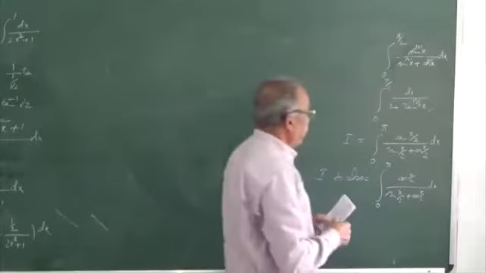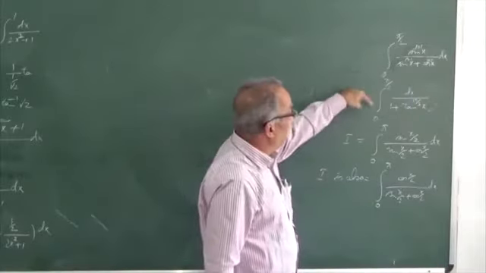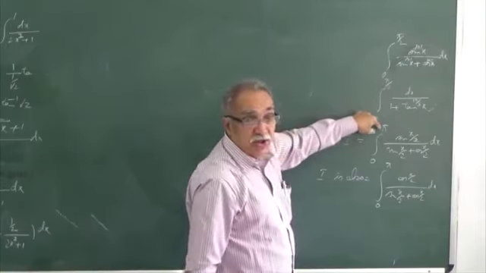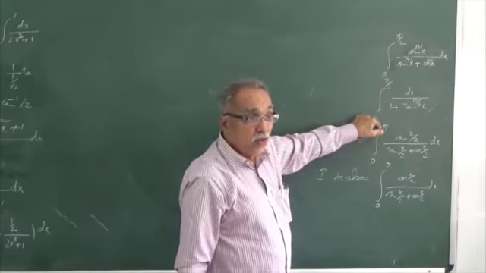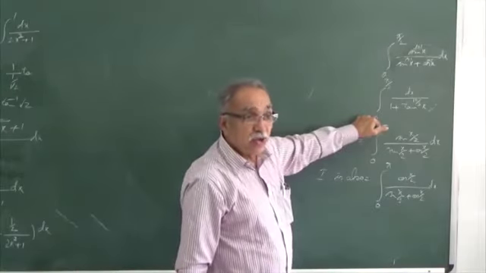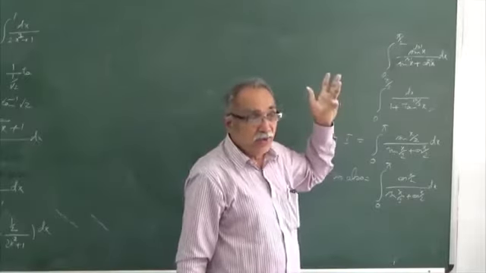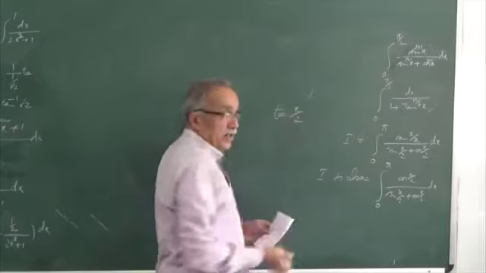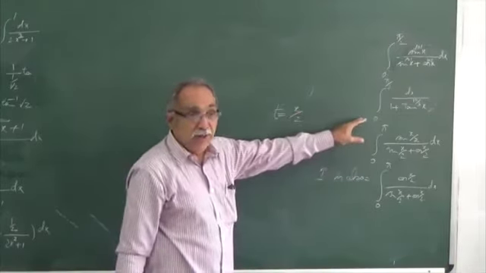Or one other method may be, the value is easily computable if the lower limit is 0 and the upper limit is pi by 2. How to get this upper limit changed to pi by 2? Use a substitution. The new variable must have the value pi by 2 when x equals pi. So your new variable will be defined as x by 2. You use the substitution t equal to x by 2. Then the lower limit will remain 0, and the upper limit will become pi by 2.